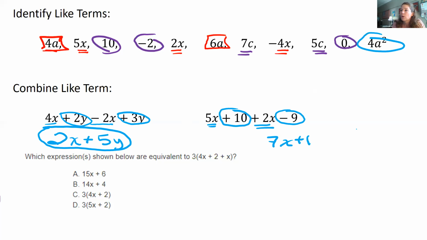Plus 1. 7x plus 1 is the answer. All right, so now on the last problem right here, it wants us to figure out which of these is equivalent to this.